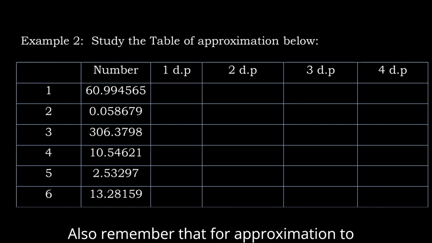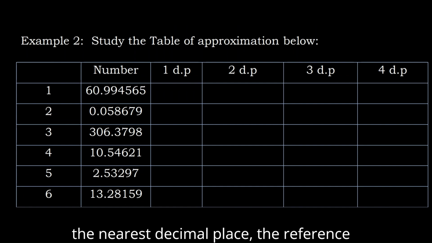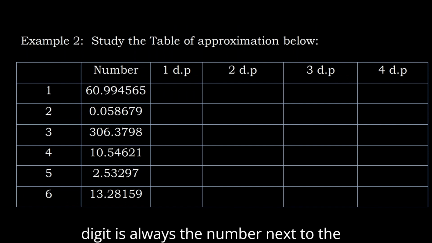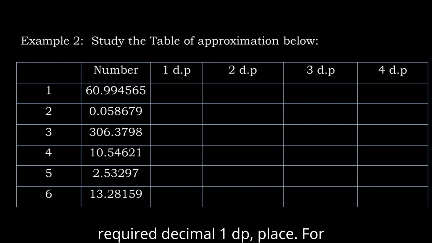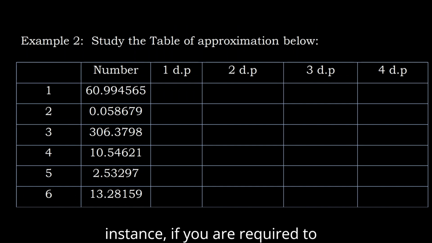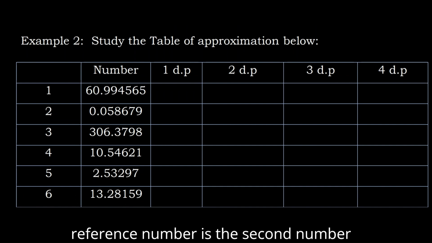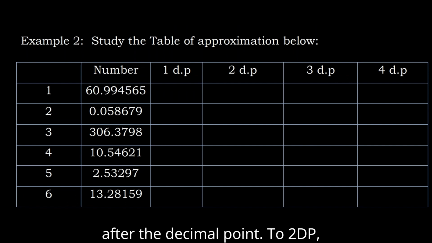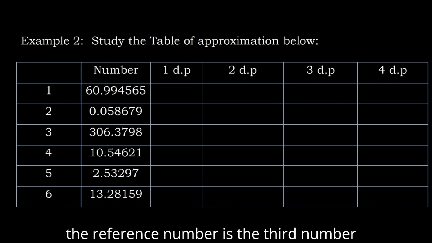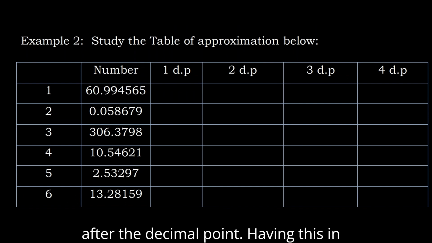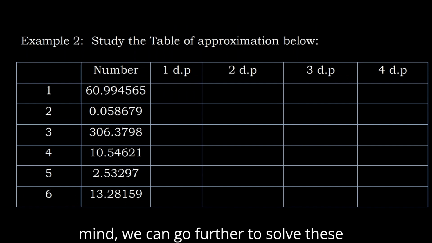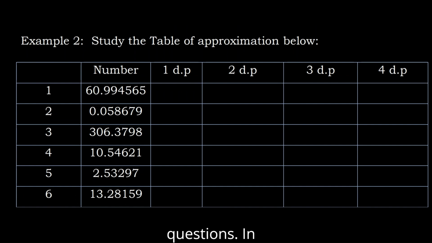Also remember that for approximation to the nearest decimal place, the reference digit is always the number next to the required decimal place. For instance, if you are required to approximate a number to 1 dp, the reference number is the second number after the decimal point. To 2 dp, the reference number is the third number after the decimal point. Having this in mind, we can go further to solve these questions.